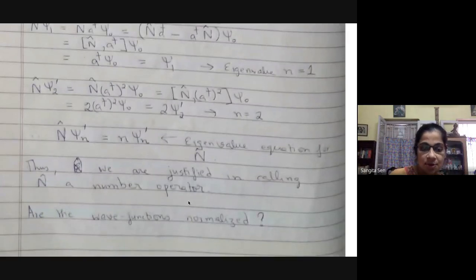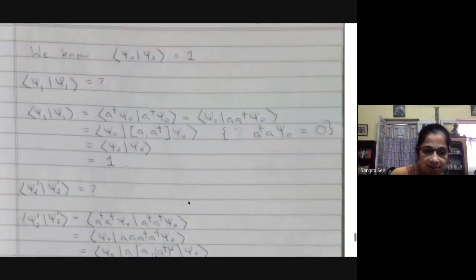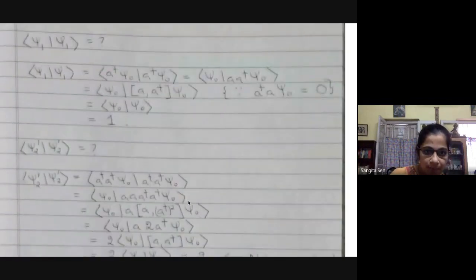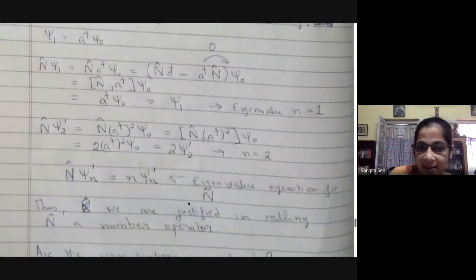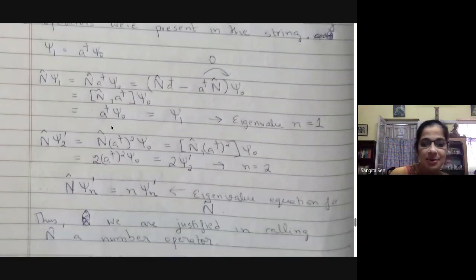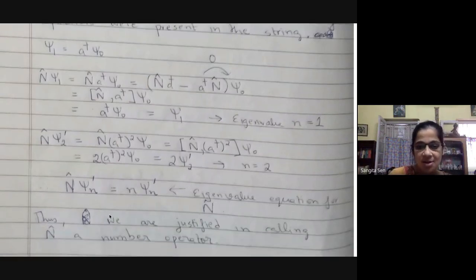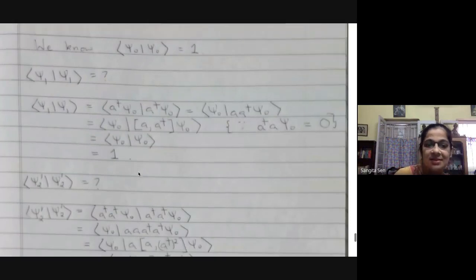Okay, so this is for the number operator, and then the psi2 prime form. We'll talk about the normalization a little later. This just shows that you can actually operate the number operator and get back the eigenvalue. Okay. So this is the normalization part.